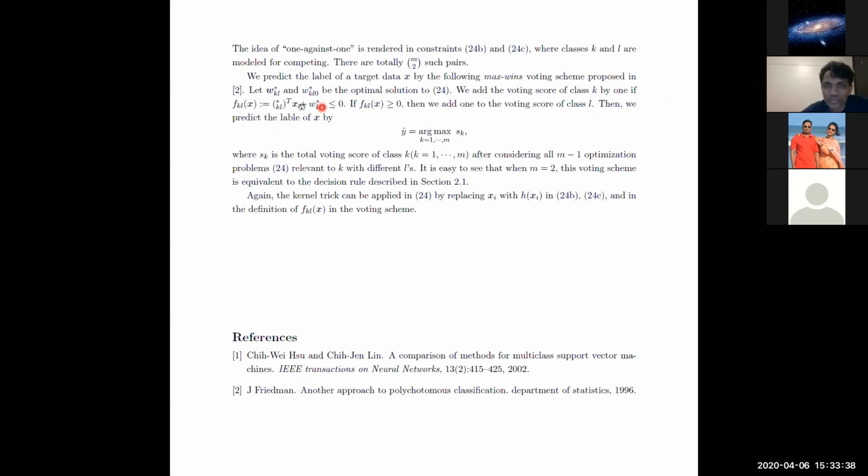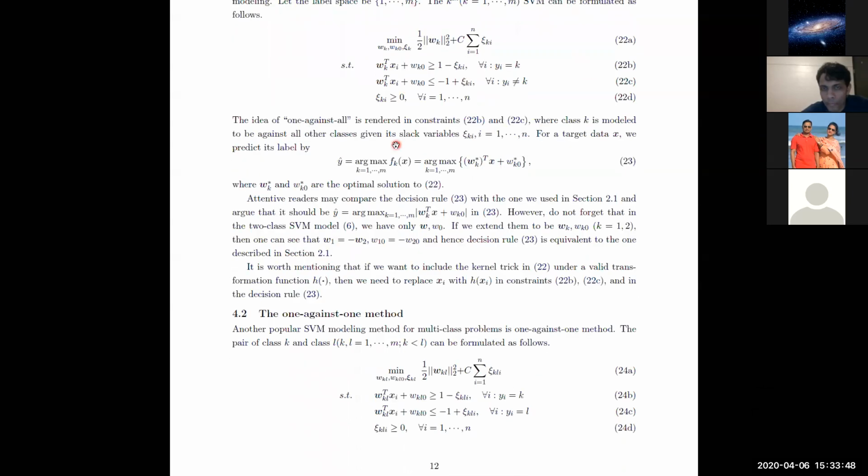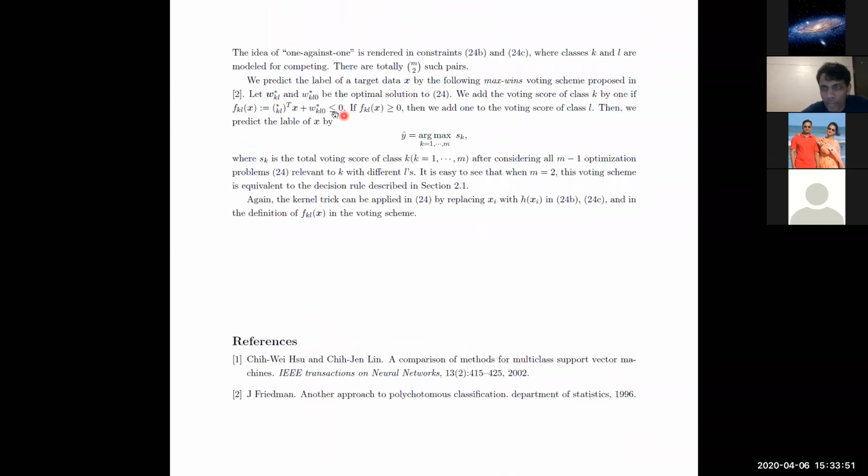Be careful here that what I wrote is f_KL less than or equal to 0 for one case and greater than or equal to 0 for the other. So suppose in a real case you have exactly 0. Under this system, you add 1 point to both classes K and L. Of course, in some other cases, they may write strictly less than 0 or strictly greater than 0. In other words, if it is 0, you don't add to any class.